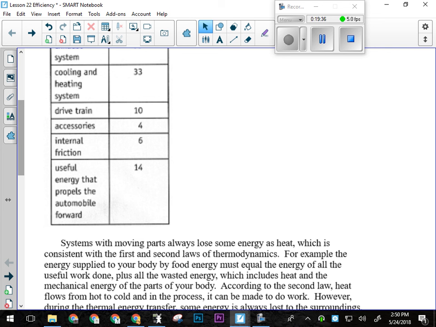It's unreasonable, when you think about it, right? You wouldn't go to a doctor who was only right 14% of the time, right?